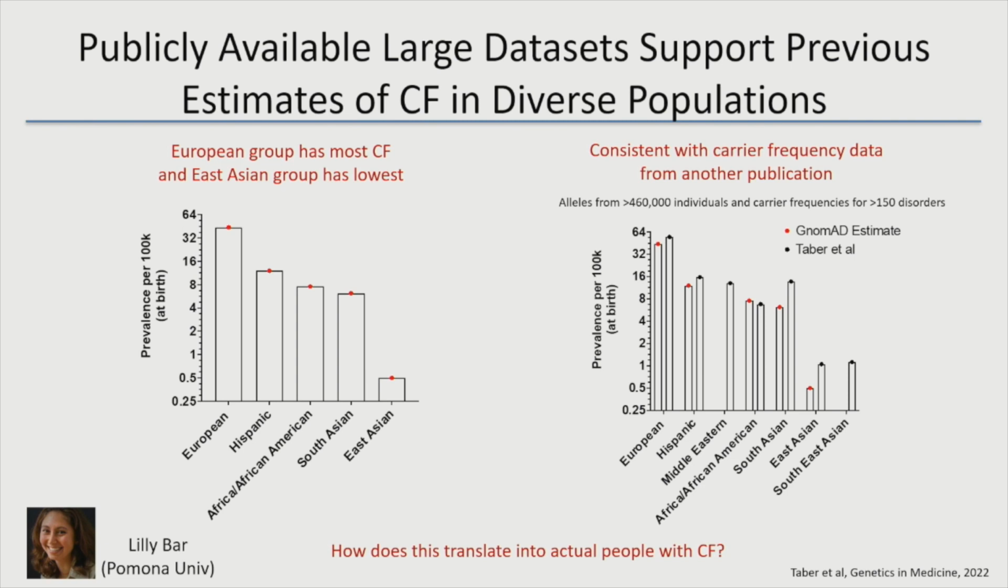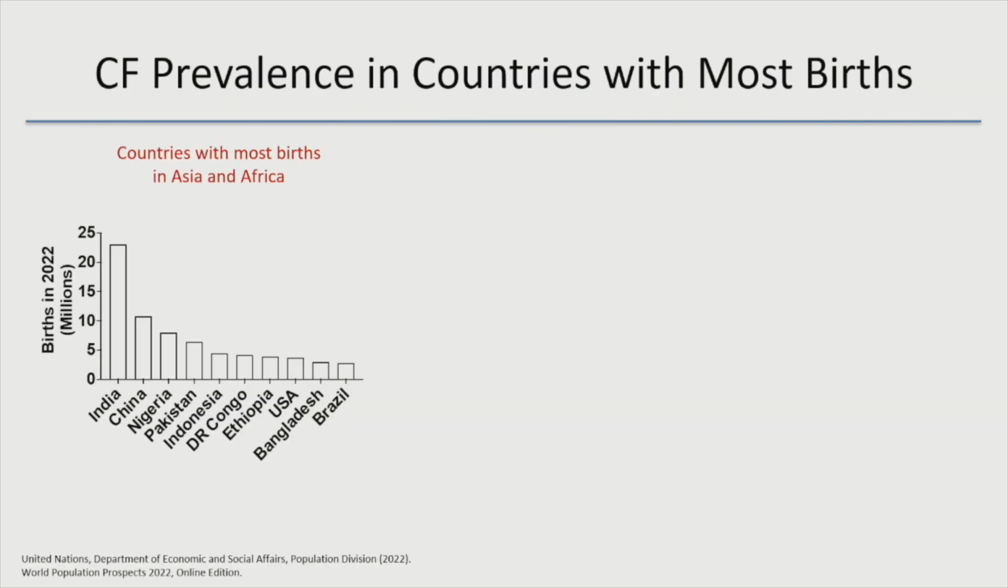And of course, this is often where conversations stop, right? So how do we translate this into actual people living with CF? What we started doing then was looking at countries by birth, right?